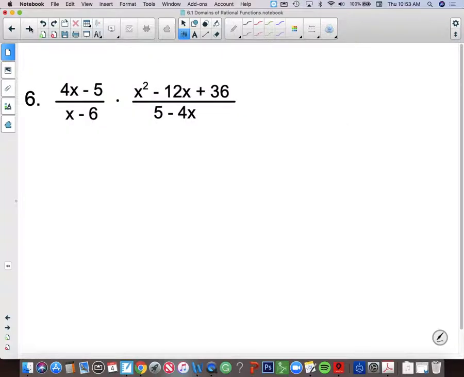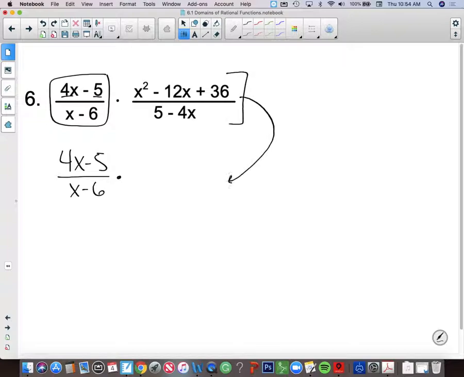So for here, let's rewrite this after we factor. So this one right here, you can't really do anything. All right, so we're just going to rewrite that. We can't factor anything out because we got a 4 and a 5 up there, so there's no terms in common. This one right here, we can do a little bit of factoring.